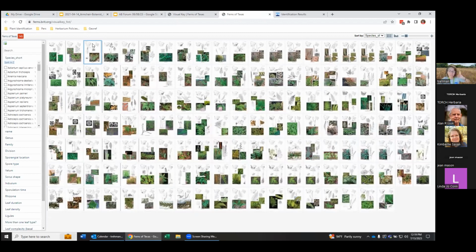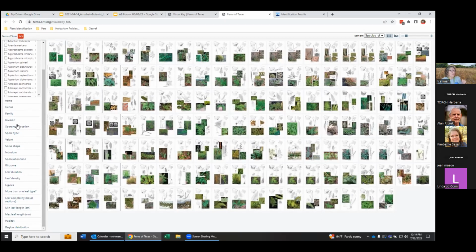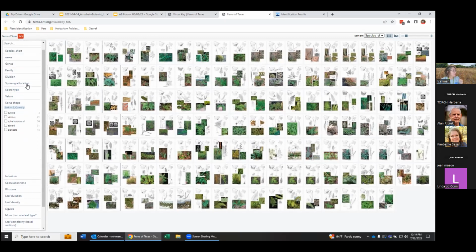Basically, each one of these thumbnails that you can barely see is a page from the book that illustrates a single species of fern. I believe each of them is a single species. And here on the left side, just like the Colby College webpage, I have the opportunity to make selections to help me identify my plant. And you can see, let's see. Here we go.